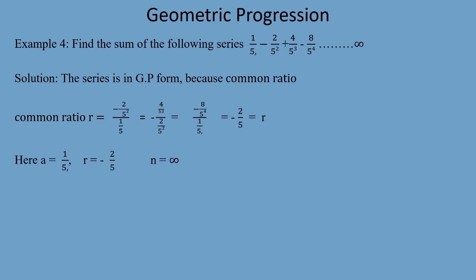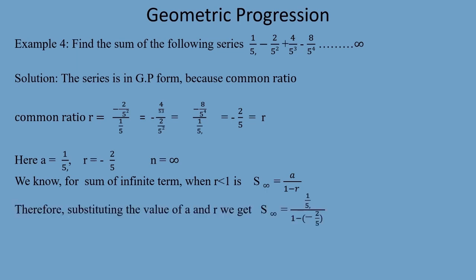Here a is equal to 1 by 5, r is equal to minus 2 by 5 and n is equal to infinity. We know, for the sum of infinite terms, when the modulus of r is less than 1, S infinity is equal to a by 1 minus r. Therefore, substituting the values of a and r we get this. Simplifying, we get 1 by 7 as the answer.